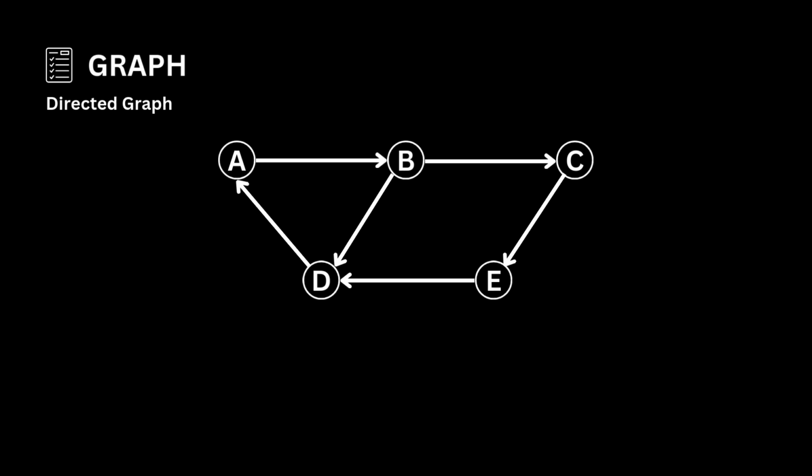Directed graph. In a directed graph, edges are represented as ordered pairs, indicating a specific direction from one vertex to another. An edge from vertex A to vertex B implies a path that can only be traversed in that direction. Here, A is referred to as the initial node and B is called the terminal node. Now let us see the graph terminology.